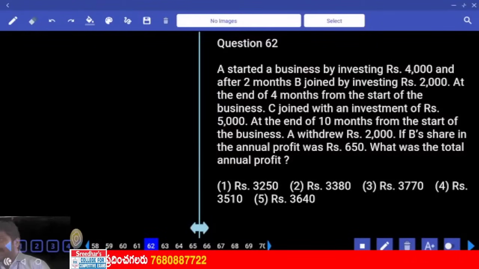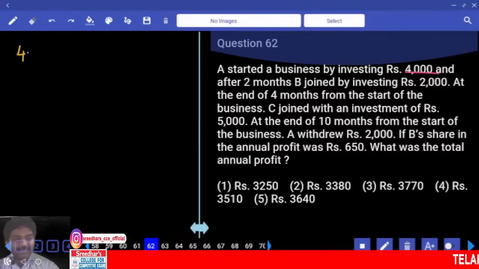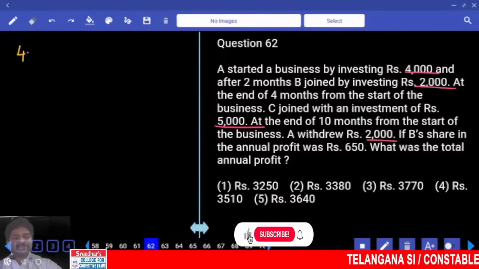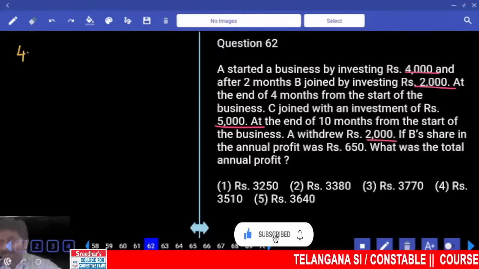So how many persons are there? 3: A, B, C. Who started? A. Every investment has 3 zeros common, so I am not writing them. Is that okay for you?